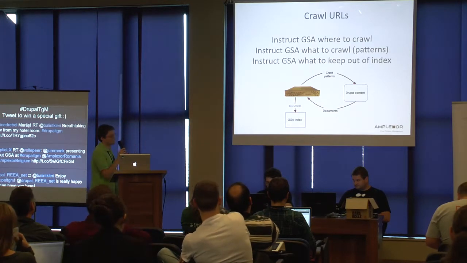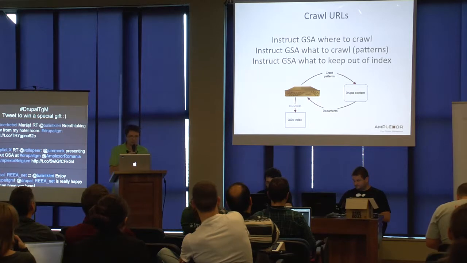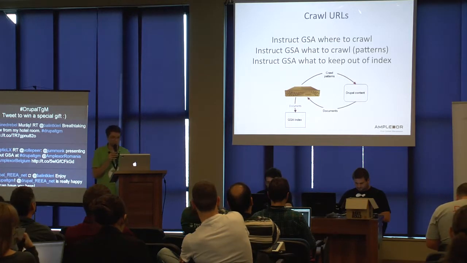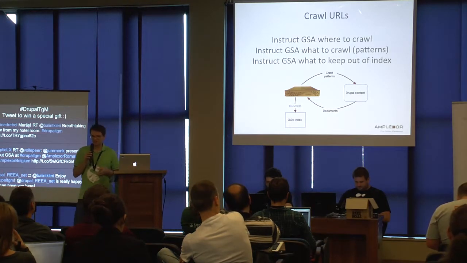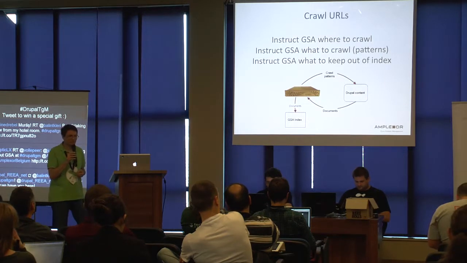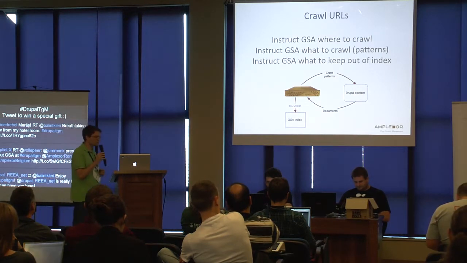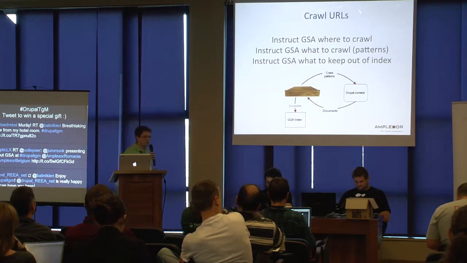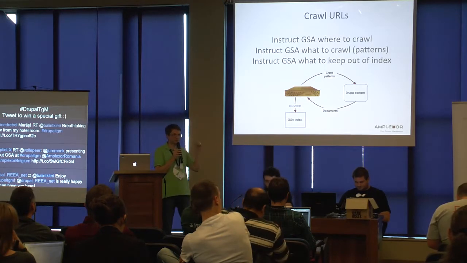Crawl URLs. You instruct the appliance where to crawl. You instruct it what to crawl by the patterns. And you also instruct the appliance what to keep out of the index, which is very important. There's a lot of patterns that are excluded from the index by default. It's also very important to realize where to configure your exclusions.